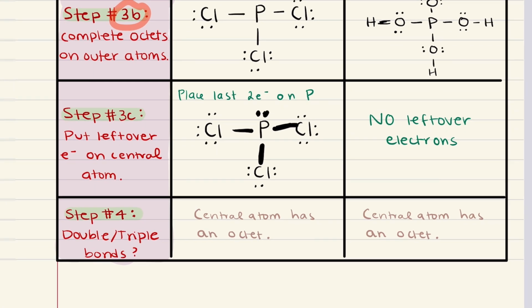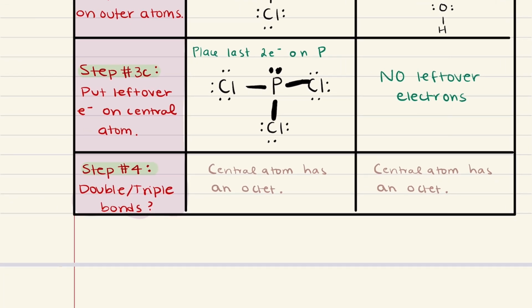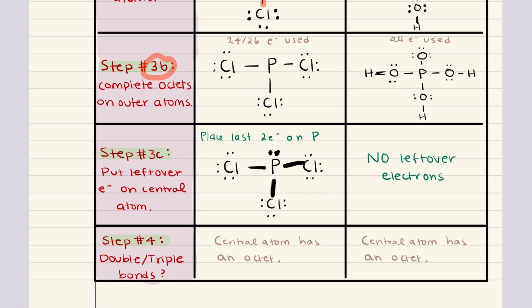Now, the fourth step allows us to check to make sure that phosphorus indeed has a full octet. The central phosphorus atom has 4 bonds, each one representing a pair of electrons. Therefore, it does have an octet, and the Lewis structure is complete. So this is the proper Lewis structure.